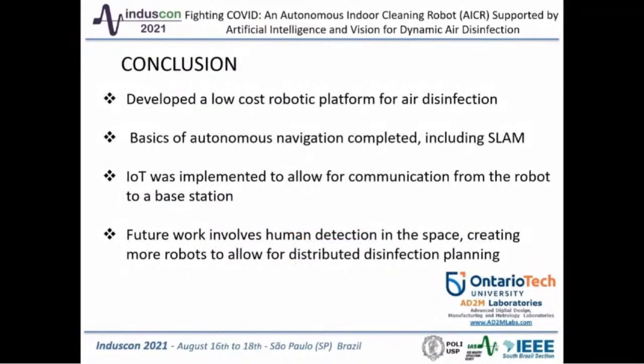So in conclusion, we developed a low-cost robotic platform for air disinfection. We've got the basics of autonomous navigation completed, including SLAM. We've also implemented IoT to allow for communications from the robot to a base station and vice versa. And our future work is going to involve implementing the human detection and creating more robots to allow for distributed disinfection planning in a prototype stage.